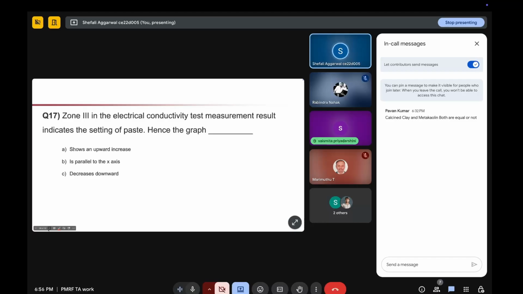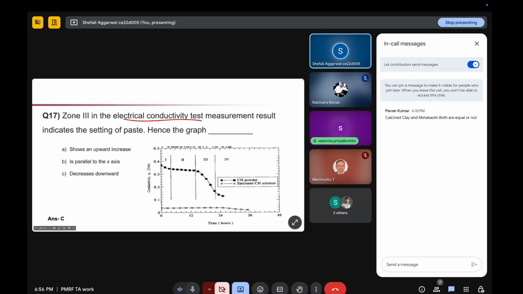Zone 3 in the electrical conductivity test measurement results indicates the setting of waste. So the graph will show an upward increase, parallel to the x-axis, or decreases downward. There were a few tests at the last of the PPT. I think I forgot to cover that in the initial lecture, so I will cover that in the next lecture. These questions are based on that, so I will tell the answer myself. Normally it will decrease downward.